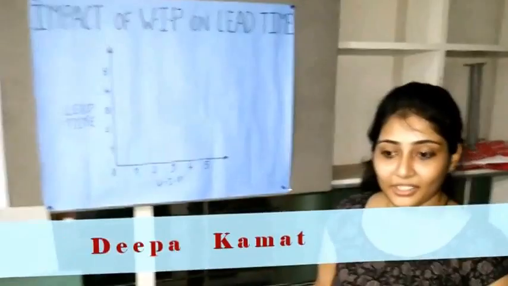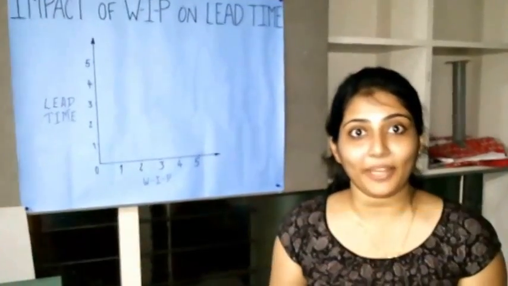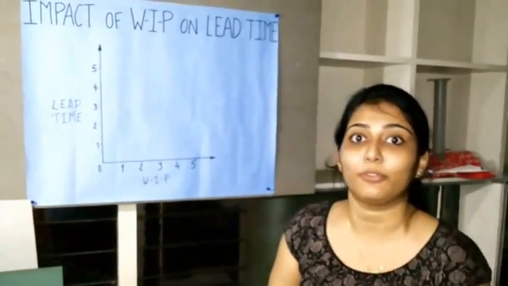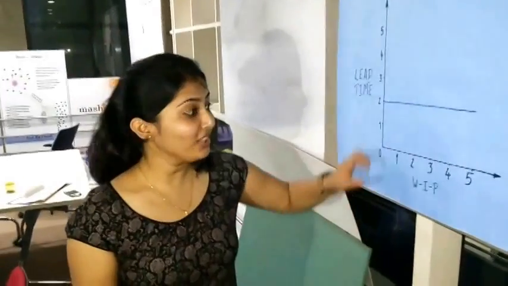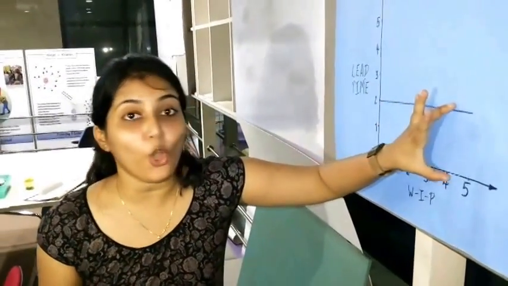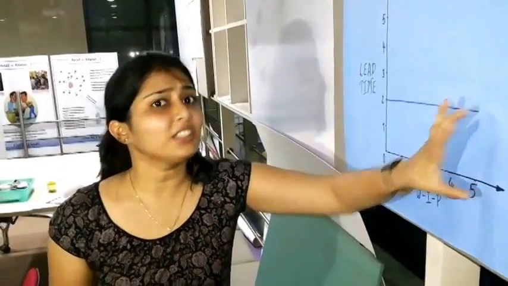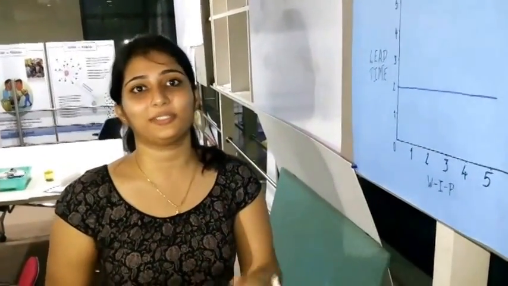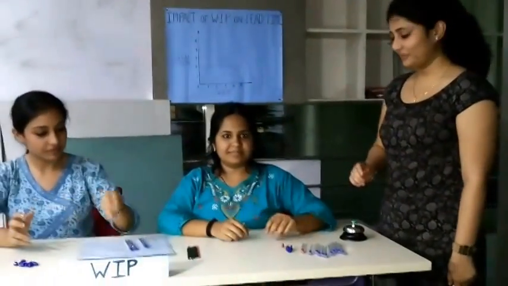Now we see that in order to assemble the entire pen, we take 2 units of time, which becomes the minimum processing time for the pen. So this is the sum total of the processing time, and the lead time cannot be reduced unless the processing time is decreased. We start with 3 units of WIP. The simulation starts now.